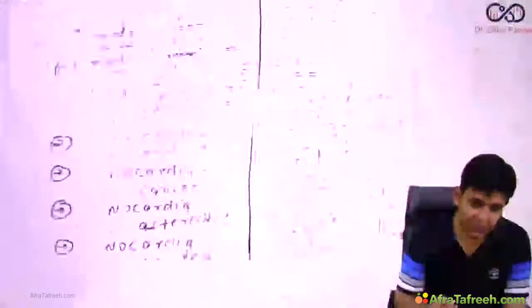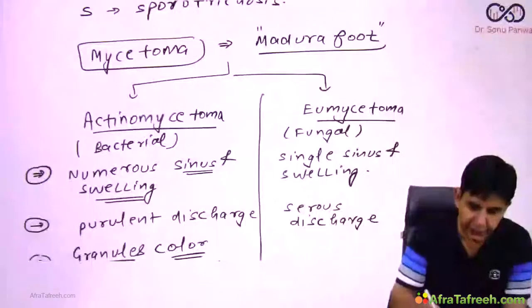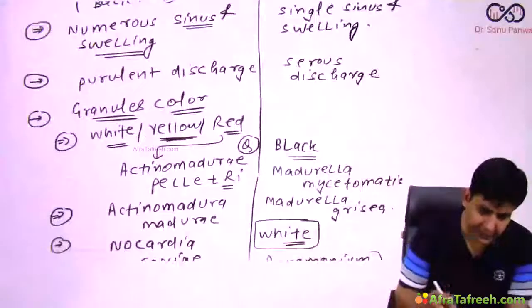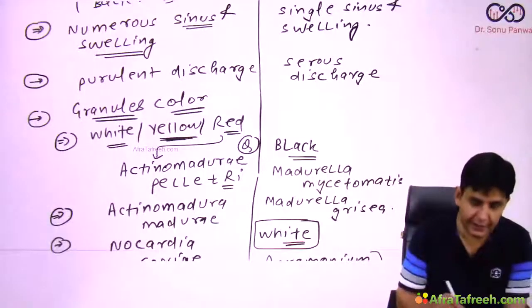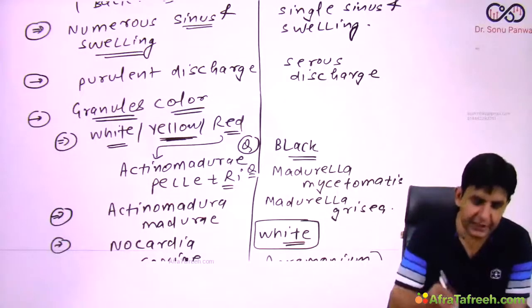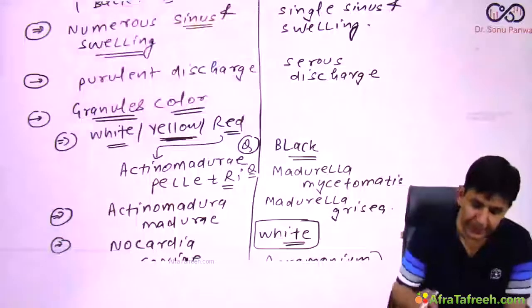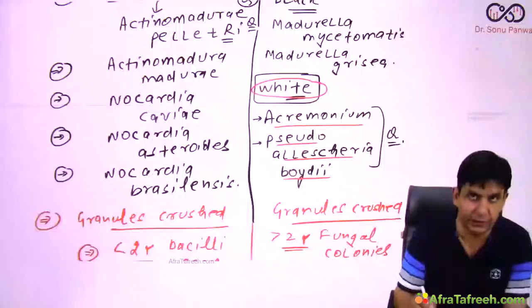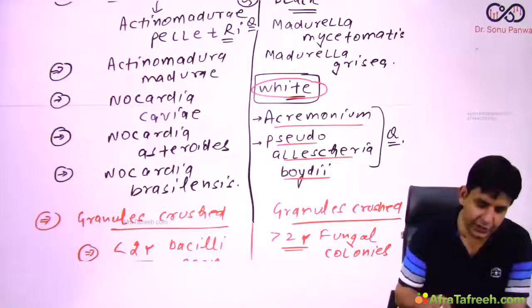So mycetoma is also termed as what? Madhura foot, that I've already told you. It has 3 types of colors of granules: white, yellow and red. Red is an asked question, that is seen in Actinomadura pelletieri. In this one you need to remember the white colored one, and that is Acremonium and Pseudallescheria boydii. These two you need to remember.